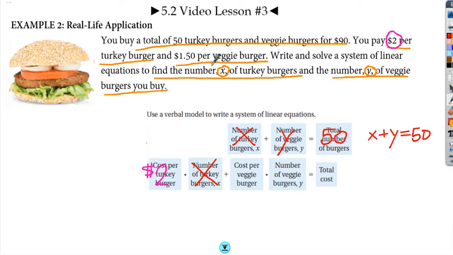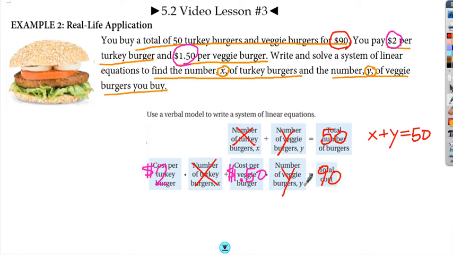And if you go back to the story again, it's $1.50 per veggie burger. So $1.50 for veggie burgers, $1.50. And we know that from the first equation, number of veggie burgers, we don't know, but it is in Y. And how much was it for everything together? It was $90. So I spent $90.